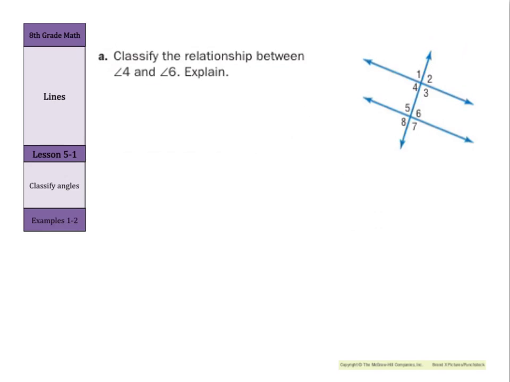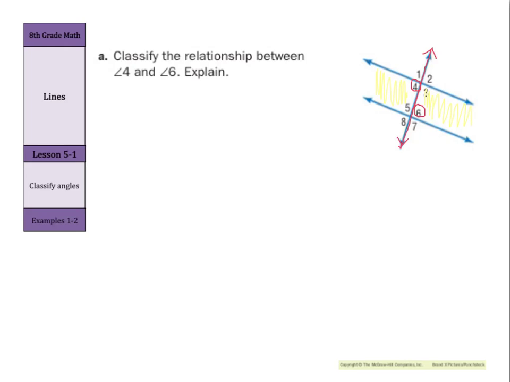Classify the relationship between angles 4 and 6. Let's look at those. We have angle 4 and angle 6. Well, we have our transversal that cuts the two lines here. Now, if we look for inside versus outside, here is our inside. So both are on the inside of the parallel lines. Well, we're assuming they're parallel. They don't have to be, but here, we'll just say they are. Either way, they're on the inside of the two lines.